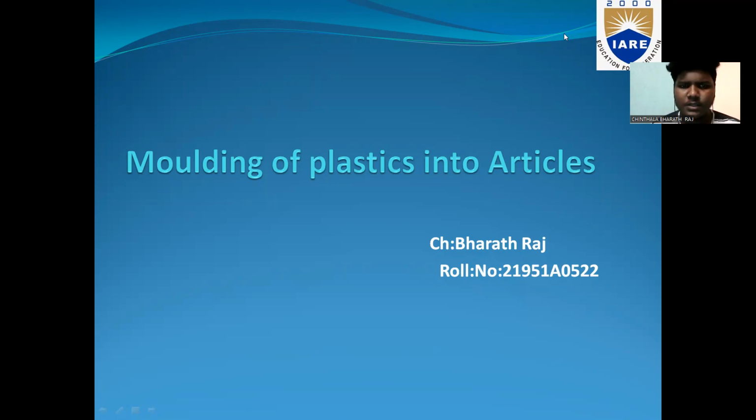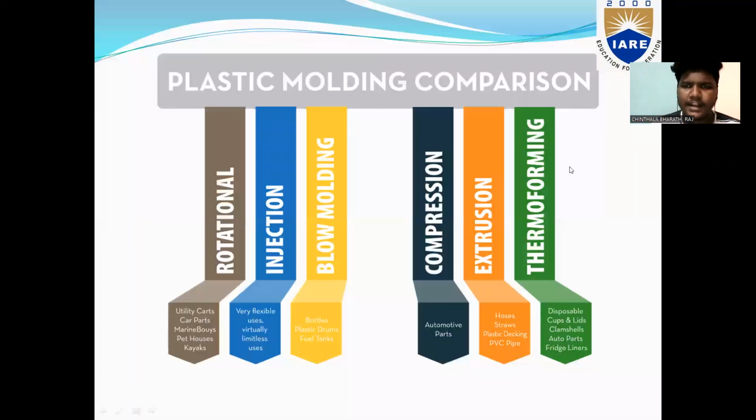Today my chemistry concept video is molding of plastic into articles. There are six types of molding: rotational, induction, compression, extrusion, thermoforming. We will discuss these six topics in this concept video.